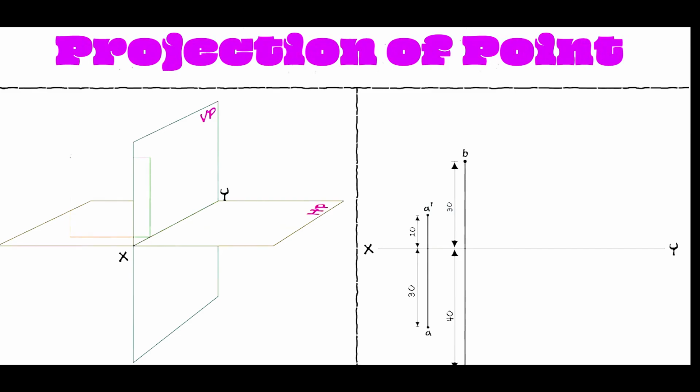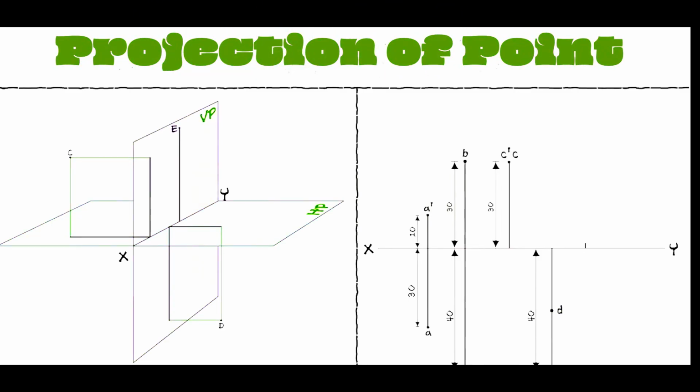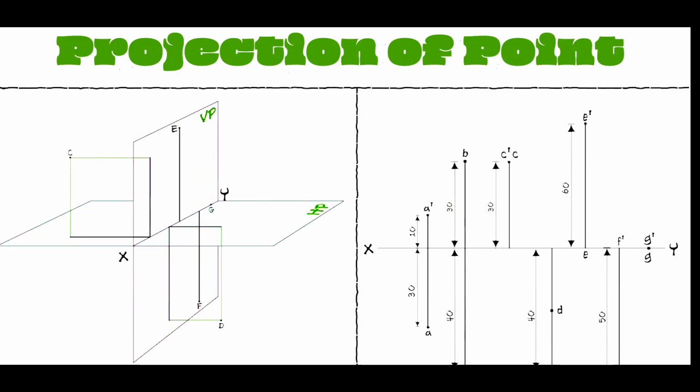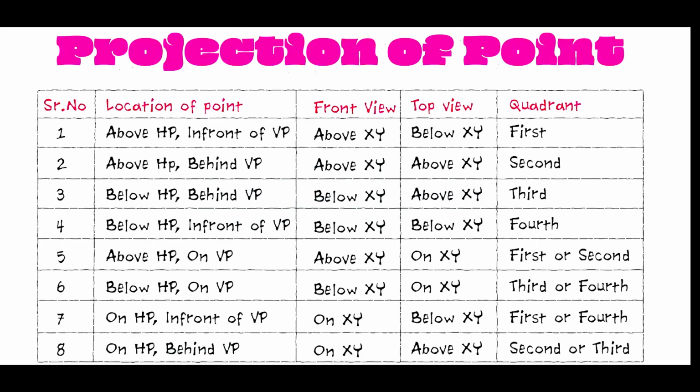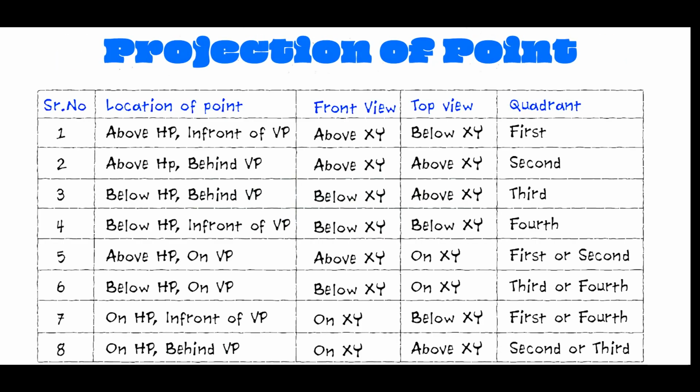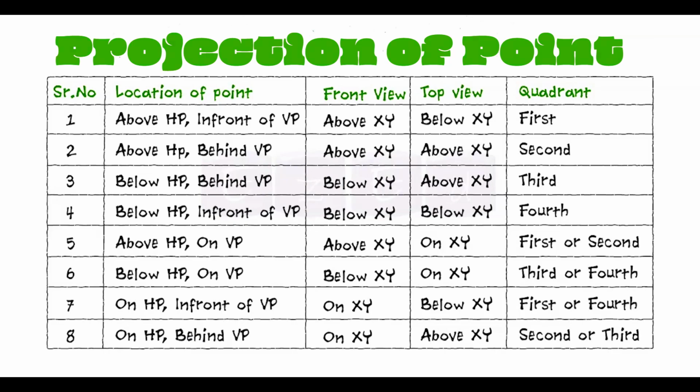Similarly, we can find for point C, which is 30 mm above HP and 30 mm behind VP, for point D, which is 40 mm below HP and 20 mm in front of VP, for point E, which is 60 mm above HP and on VP, for point F, which is 50 mm in front of VP and on HP, and point G, which is on both HP and VP. The representation of these points with reference line XY is shown. The table shown represents the location of each point in front view, top view, and which quadrant it lies in.